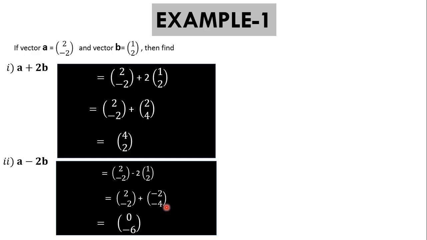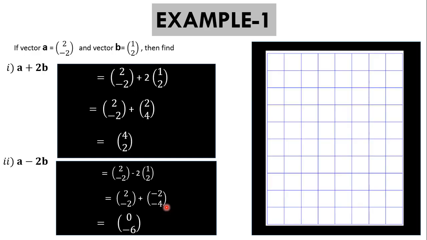Now let's see what happened graphically to these vectors after this addition. Let us first draw the vector A, which is 2 units in the x direction, minus 2 units in the y direction. So 1, 2, 2 units in the x direction, 1, 2, minus 2 units in the y direction. Now for addition, we have to bring the start of the vector B to the end of the vector A, which is 1 unit in the x direction and 2 units in the y direction. But since we have to double the vector B, if I multiply this vector B with 2, I am going to get this vector 2, 4. By doubling B, you will get 2 units in the x direction and 4 units in the y direction.